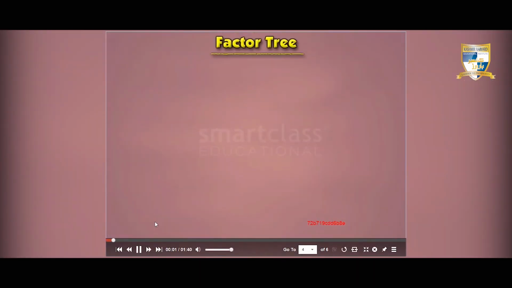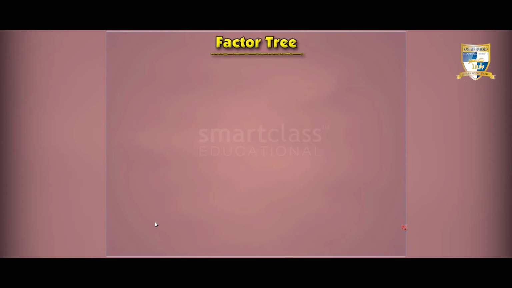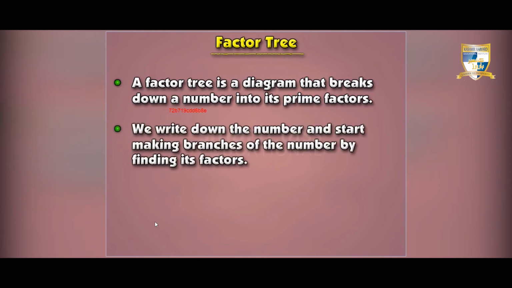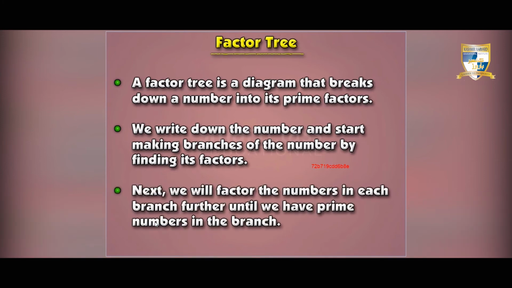Now we will learn about a factor tree. A factor tree is a diagram that breaks down a number into its prime factors. We write down the number and start making branches of the number by finding its factors. Next, we will factor the numbers in each branch further until we have prime numbers in the branch.